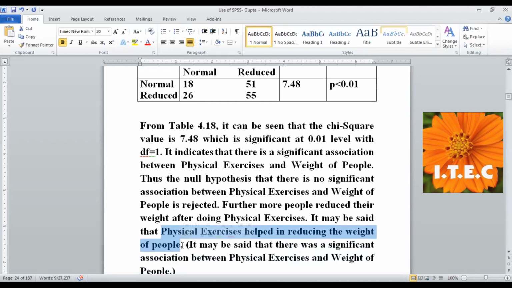So I have taken two examples where in one example, the chi-square value was not significant. In another example, the chi-square value was significant, and therefore I have already mentioned that.